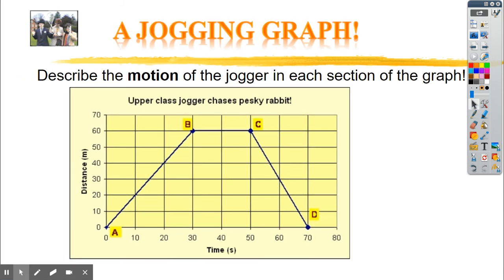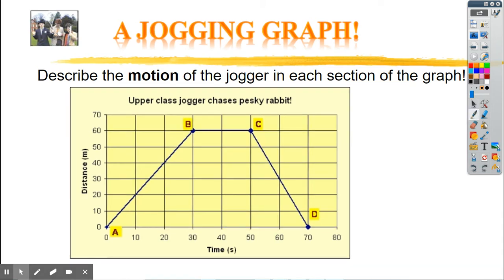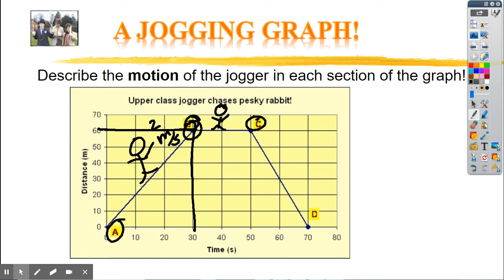Oh, here, a jogging graph, perfect. So describe the motion of the jogger in each section. So we said that from A to B, the jogger went 2 meters per second because it went a distance of 60 in 30 seconds. And then from B to C, the jogger did not move. So he is taking, or she is taking a break. So we're just going to put taking a break. And then they turn around. So at C, they turn around. And now they're going to start jogging back to their starting point.